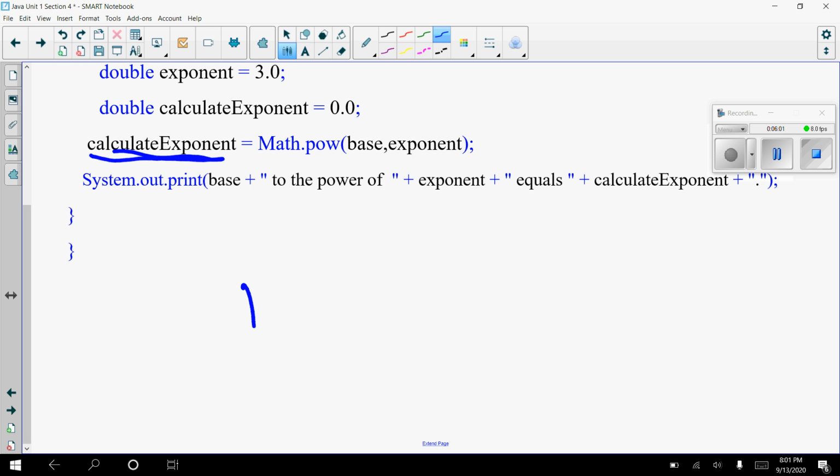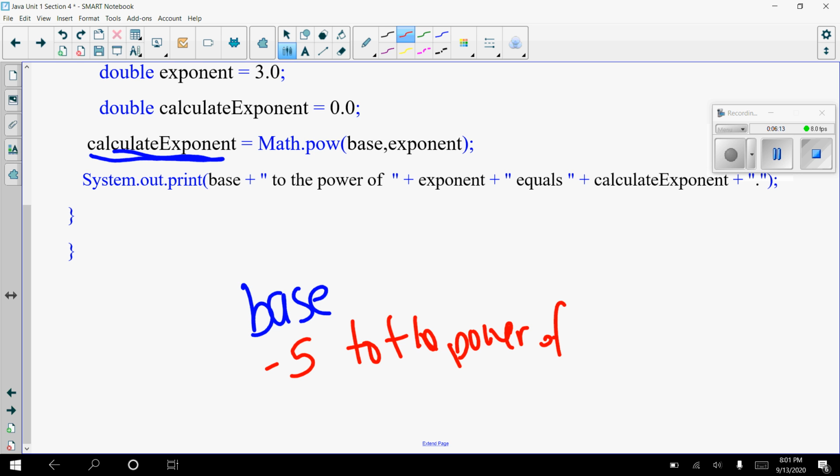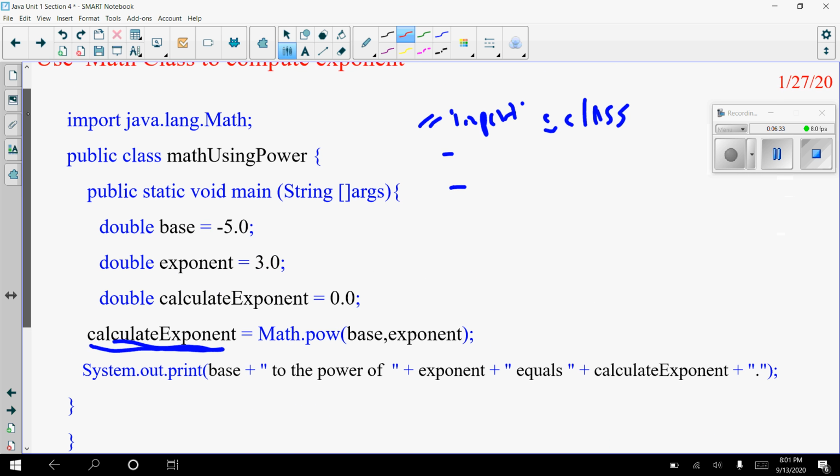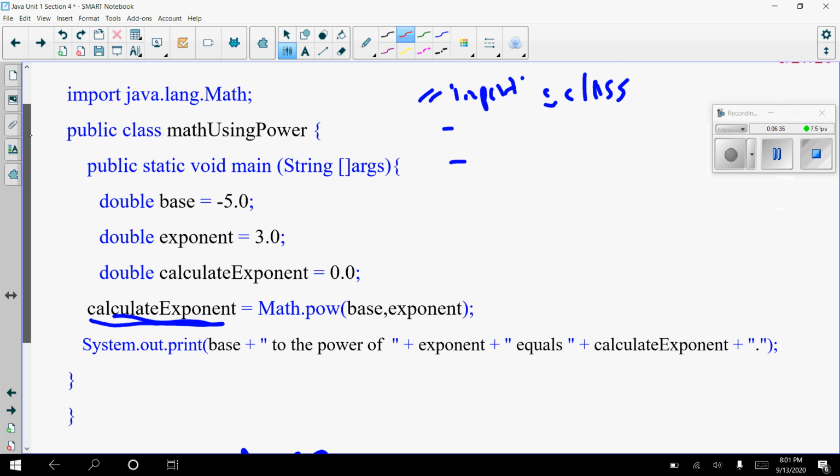So this should read out base, which was what? -5, right? To the power of, and then it says exponent, which we know was 3, equals, and the calculated exponent, -125, period. So that's what would print out on the screen. This is probably an important screen to look at when you're writing your own code.